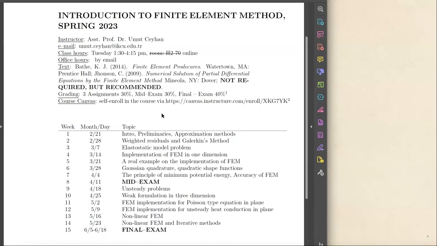If I need to show you a coding example, I'm going to take it down and then show you the implementation through MATLAB if you like. Okay. Any question?